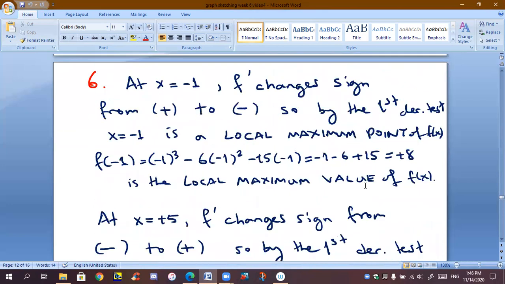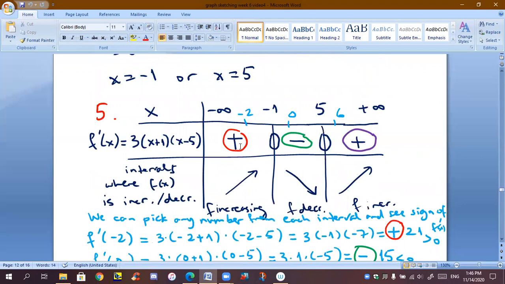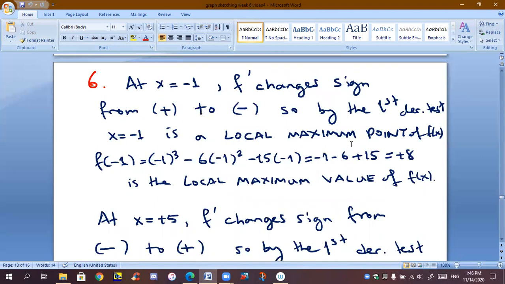From the first derivative test, f prime changes from positive to negative at minus 1. So it's a local maximum, we say, by the first derivative test. At 5, f prime changes from negative to positive. We just say that's a local minimum. So that's the first derivative test.